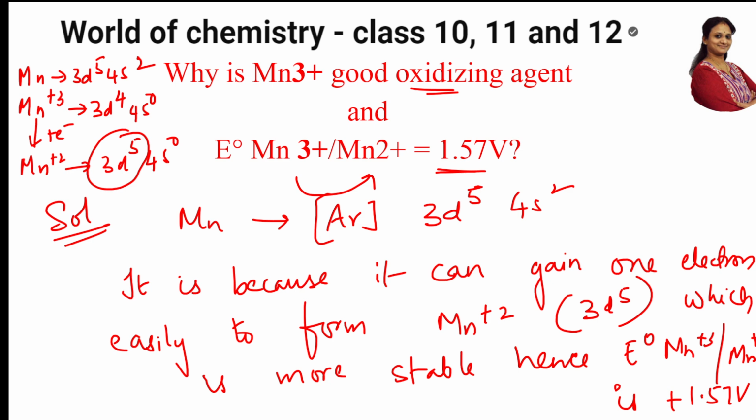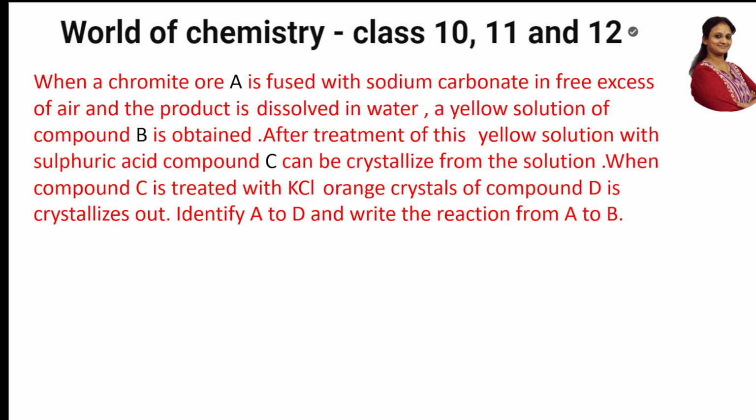Okay. Next question. There's one paragraph based question which is here. Let us see. When a chromite ore A is fused with sodium carbonate in excess air, and the product dissolved in water, the yellow colored solution B is obtained. After treatment of this yellow solution with sulfuric acid, compound C is obtained, which can be crystallized. When compound C is treated with KCl, orange crystals of compound D are obtained. Identify A to D and write the reactions. So easy. Let us do it step by step.